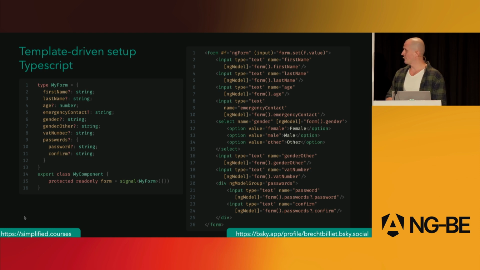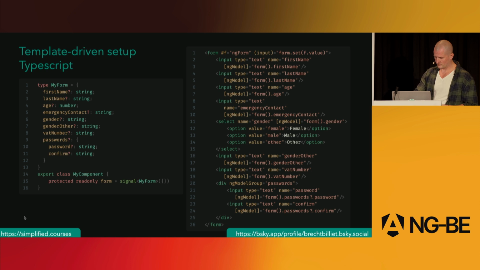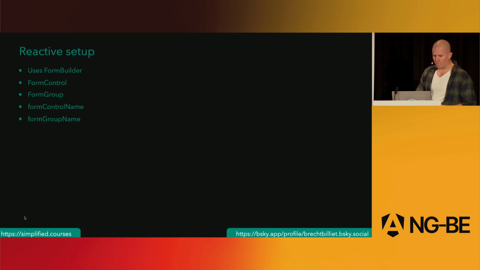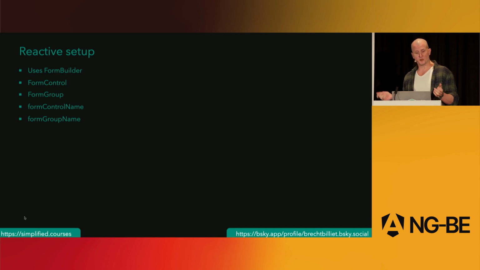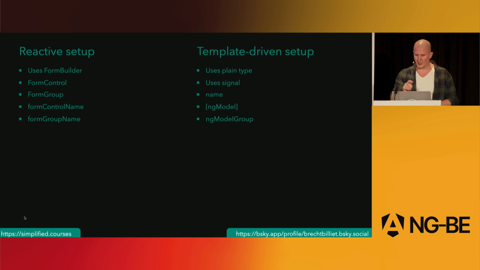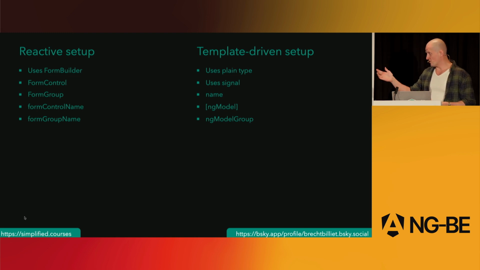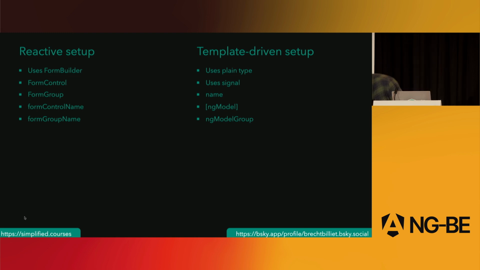It's a little bit bigger than the reactive forms for now because we have the name attribute that we need to use. So in the reactive setup, we have a form builder, we have a form control, form group, form control name, the form group name. And with the template-driven form, we have a plain type. We use a signal, the ngModel directive and the name attribute, and those two directives.